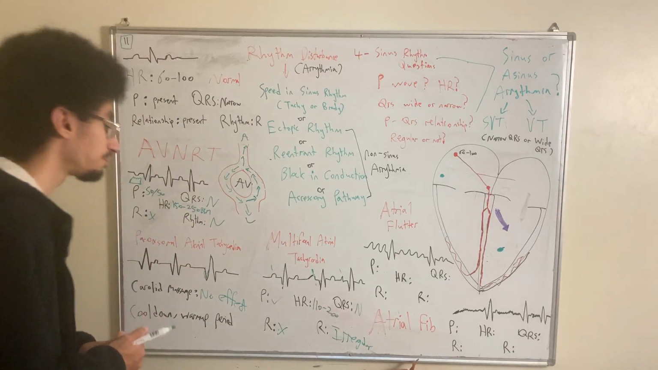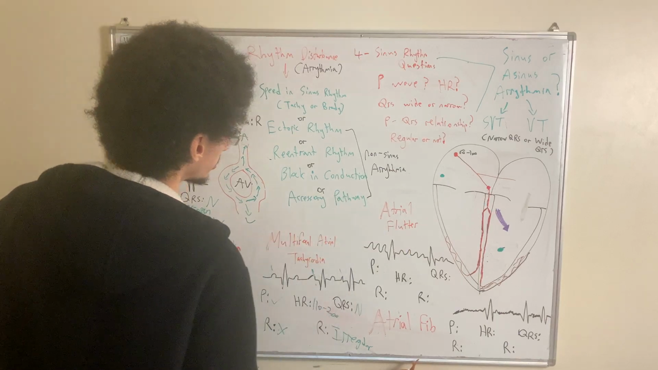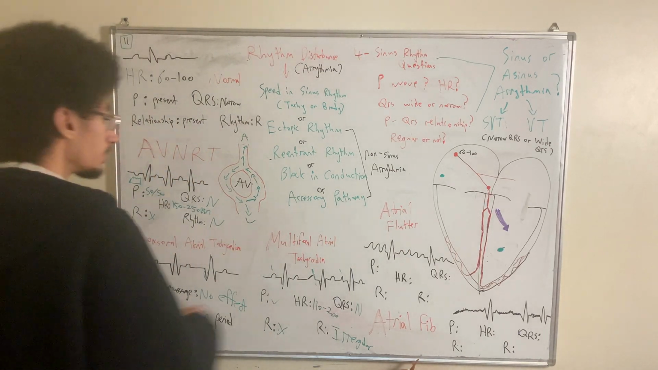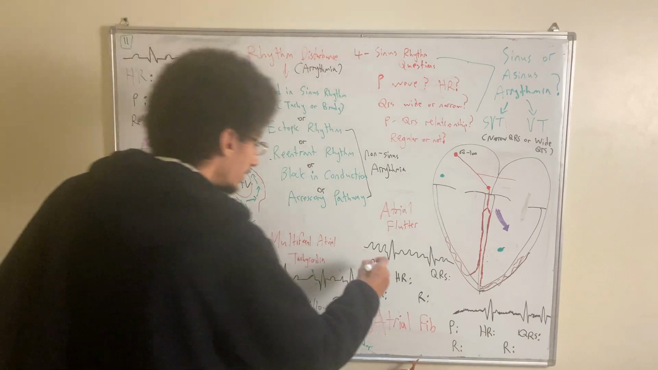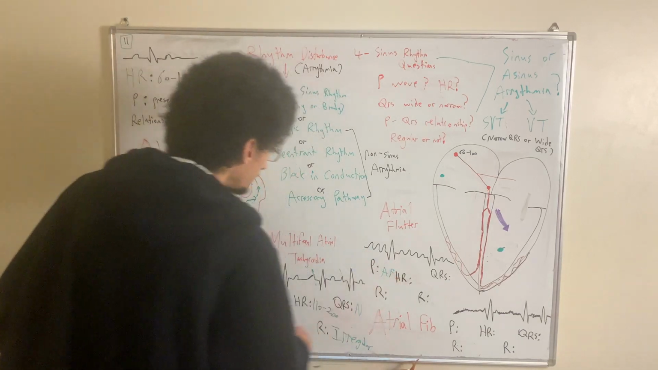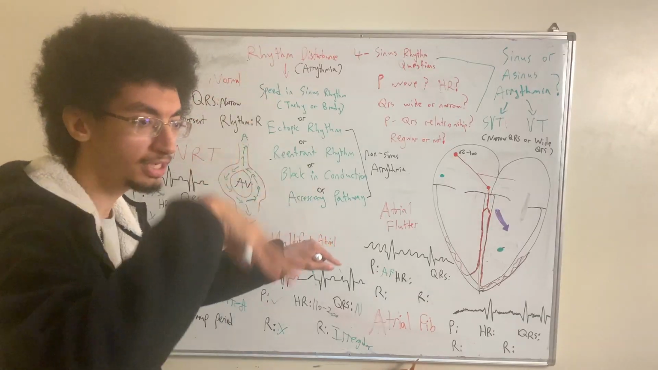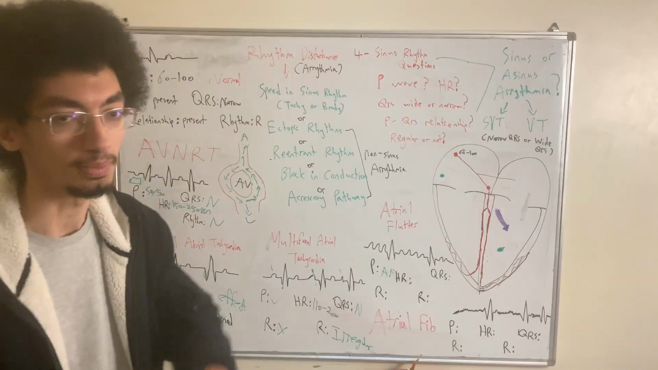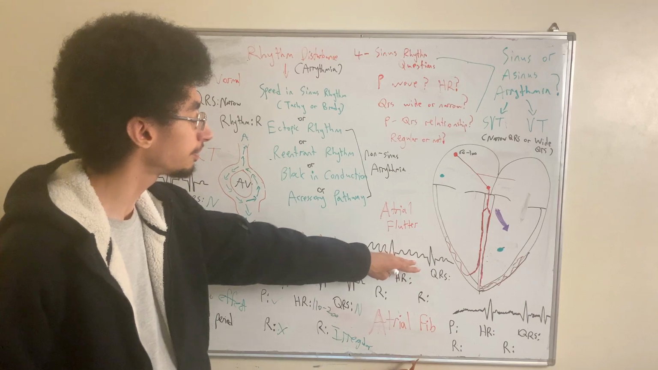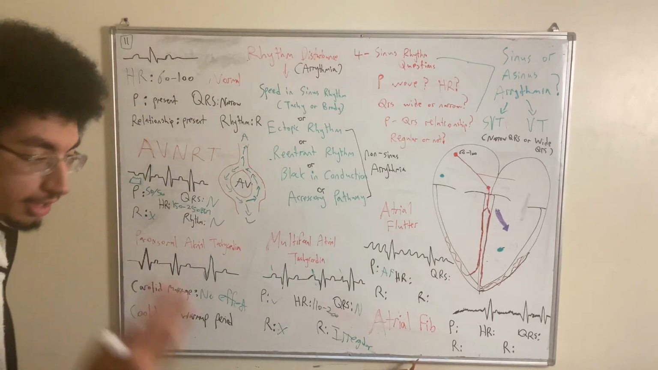So now let's go to atrial flutter. In atrial flutter, you will see that there's a P wave, but the P wave is abnormal. That means you will see the presence of flutter waves, where they're undulating across the baseline. And you might see 3 of them, which will give you the characteristic sawtooth appearance.